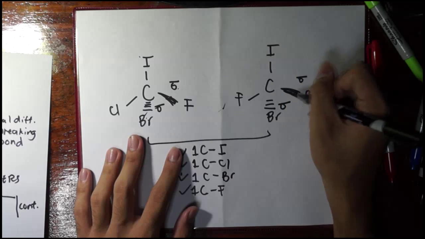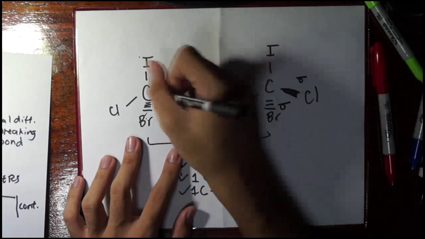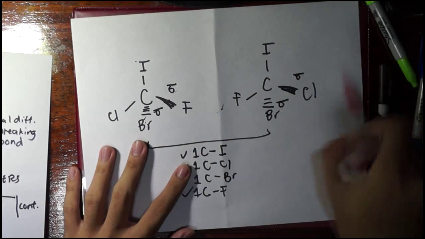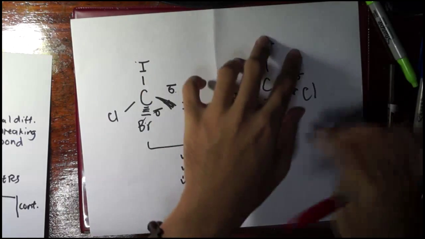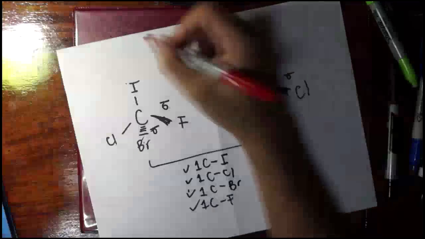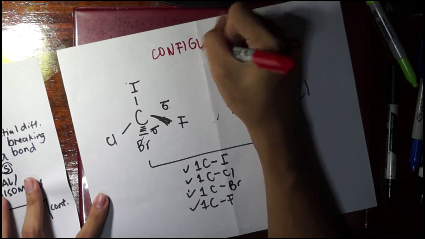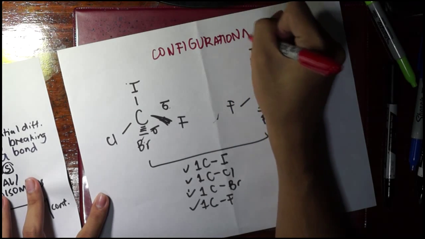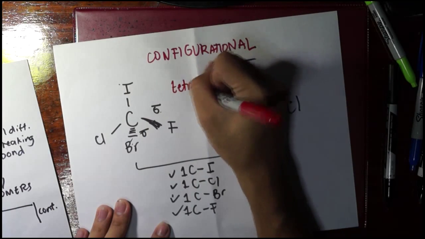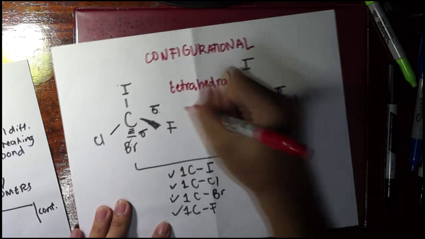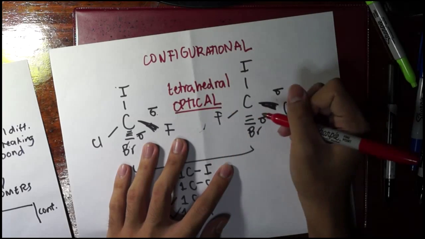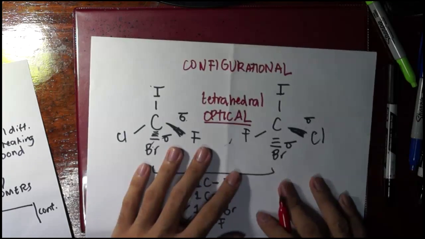Let's talk about the point of difference between the two. In order for this isomer to become like this, you have to break these two bonds and then exchange them. And that's where you make this look like this. So since you have to break a bond, we say that these are configurational isomers. And there are two types. This one, since these are tetrahedral in nature, we call these isomers optical isomers. And we will know why they are called optical isomers later on.